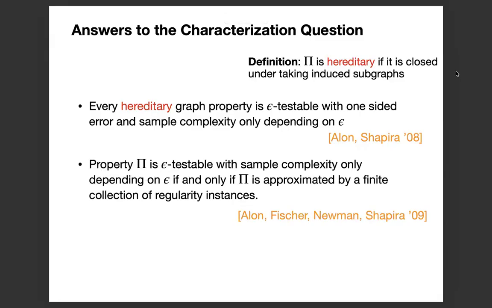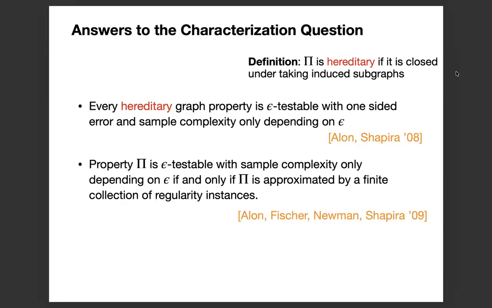And then shortly after, Alon, Fisher, Newman, and Shapira got this, I think, really beautiful theorem, which says a property is testable, epsilon testable with sample complexity only depending on epsilon, if and only if it's approximated by a finite collection of regularity instances. So I won't go into too much detail about what it means to be a regularity instance, but it's basically coming from the regularity lemma.